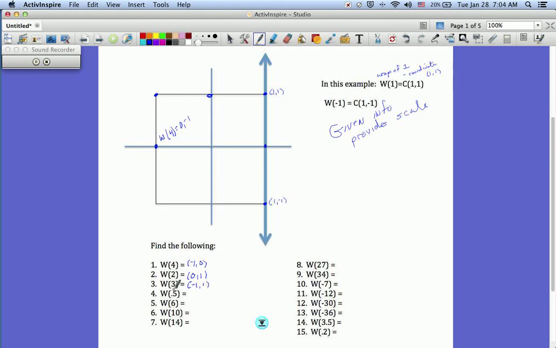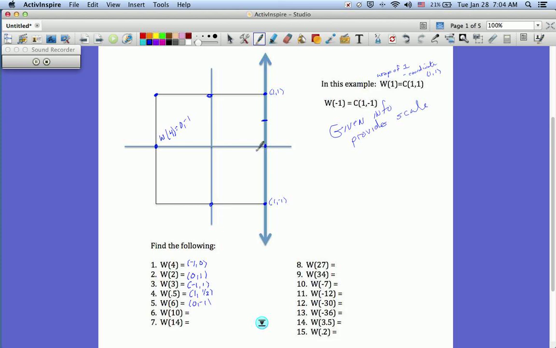A wrap of a half, well, that seems difficult. No, it's not. We already know we're out here at x is 1. If I'm going up halfway, y is a half. 1 comma half. A wrap of 6, well, I already know this is 4, so I'm not going to count that again. 5 and 6, 0, negative 1.